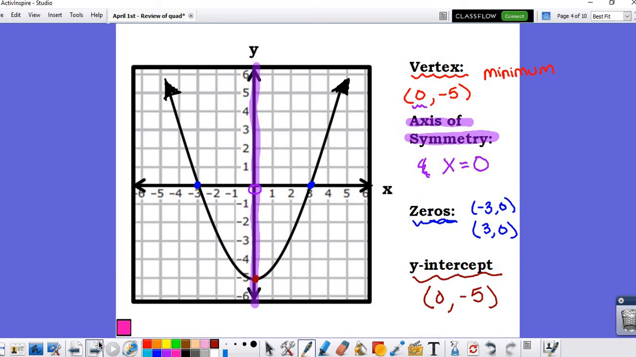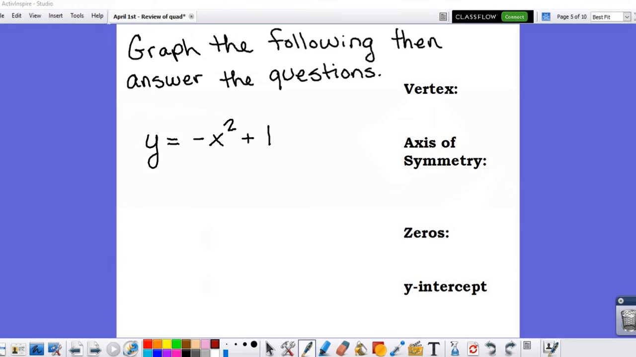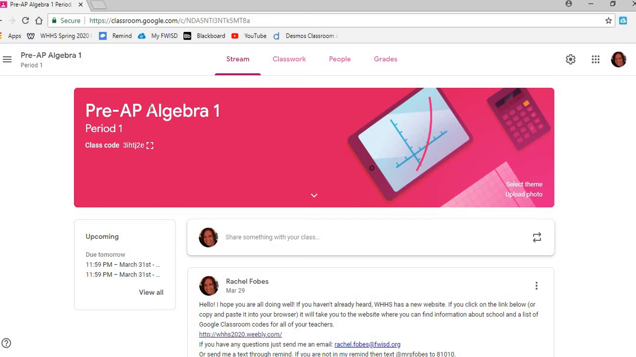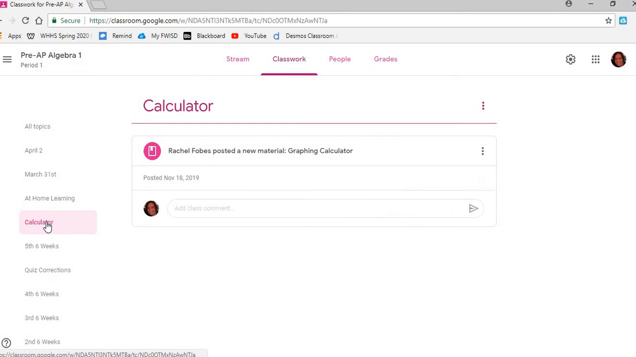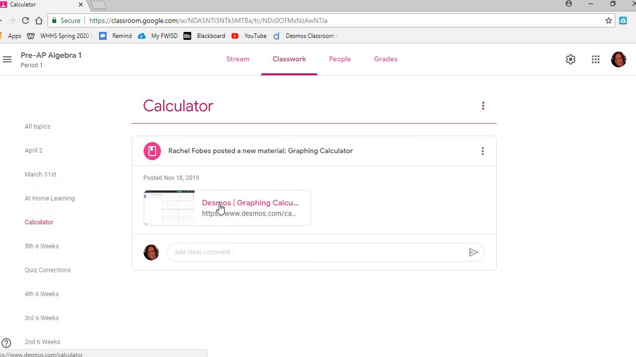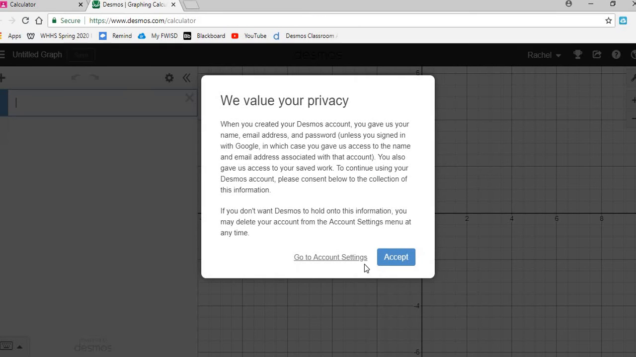Now, if I don't give you a graph, if I instead give you an equation, then I need you to go to the Desmos calculator. And if you forget how to get there, go back to Google Classroom and click on Classwork. And over here on the side where it says Topics, find the one that says Calculator, and then you can click on Desmos.